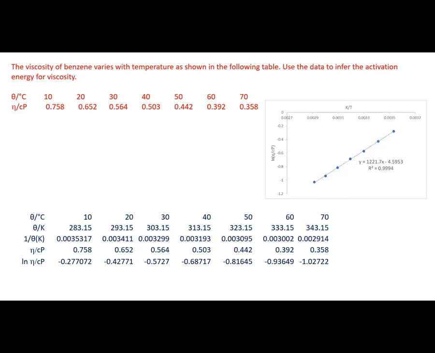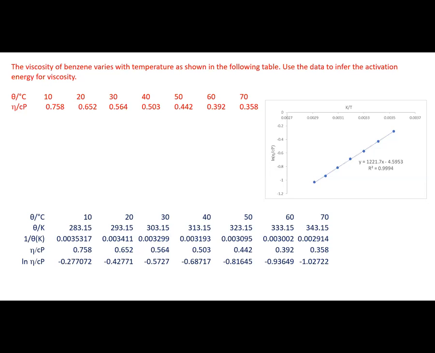So let's look at our larger questions. When I say the questions are larger, but the answers are relatively straightforward and simple, at the most, we might have to use an Excel spreadsheet to calculate the answers. So the viscosity of benzene varies with temperature as shown in the following table. So this is the coefficient of viscosity of benzene at different temperatures in Celsius. So we have to use this data to infer the activation energy for viscosity.